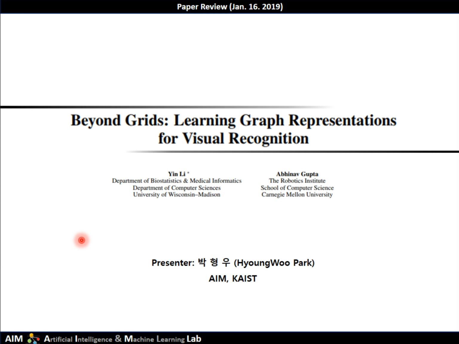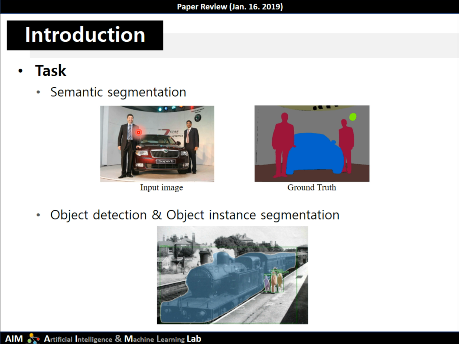Hello, today I reviewed the paper accepted in NIPS 2018. The title is Beyond Grid: Learning Graph Representation for Visual Recognition. This paper focuses on semantic segmentation, object detection, and object instance segmentation.